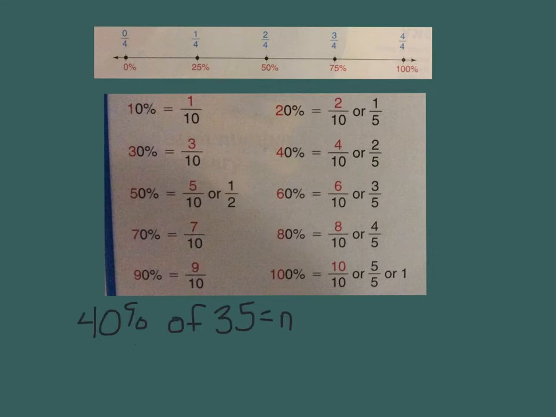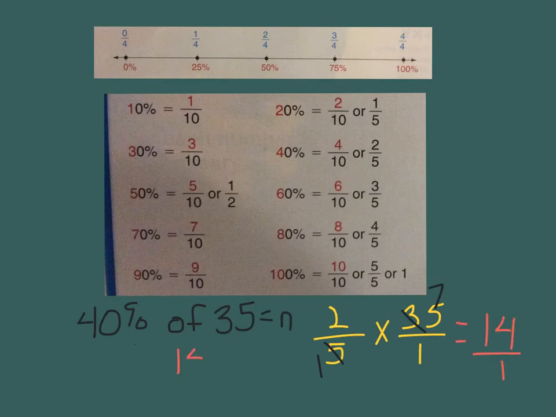If we're asked what's 40% of 35, we would take a look here at our chart, and we would see that 40% actually equals 2/5. So we would write 2/5, and of means times, and we do 35 over 1. Now we can reduce this down, and then we multiply. 2 times 7 equals 14 over 1, which equals 14. So 40% of 35 equals 14.